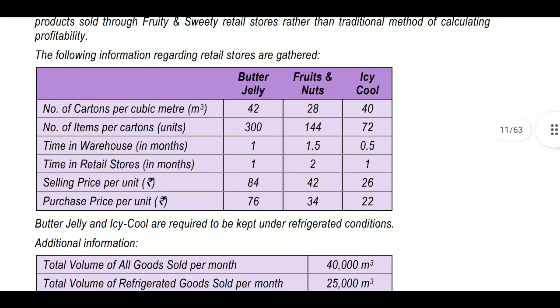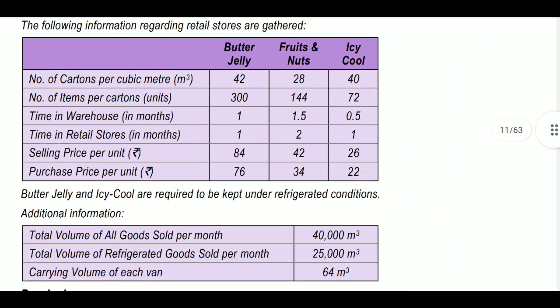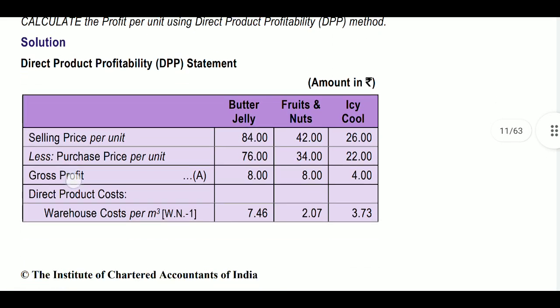Number of items, how we calculated: 42 into 300, this is the number of items we calculated. And the cost we require per month, and they provided the time in warehouse and time in retail house for 1 month, and the cost per month we will require to calculate. Okay. Next, for this we will see the answer now.